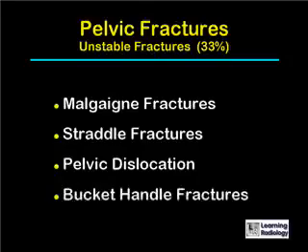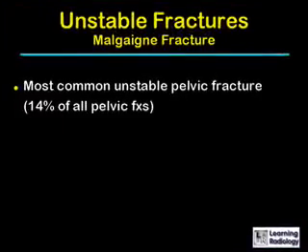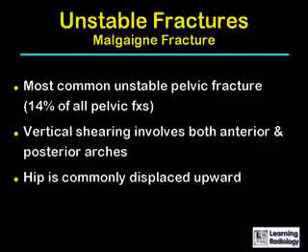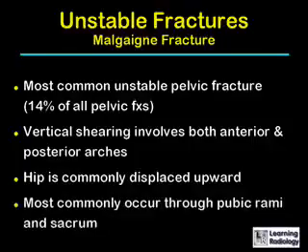Unstable fractures represent about 1/3 of all pelvic fractures. They include the Malgaigne fracture, straddle fractures, pelvic dislocation or sprung pelvis, and a bucket handle fracture. A Malgaigne fracture is the most common unstable pelvic fracture, about 14% of all pelvic fractures. It is a vertical shearing fracture that involves both the anterior and the posterior arches. It is therefore both anterior and posterior to the hip joint. The hip is commonly displaced upward.